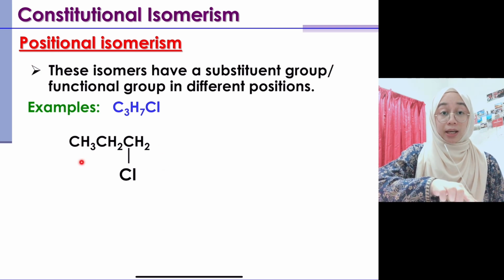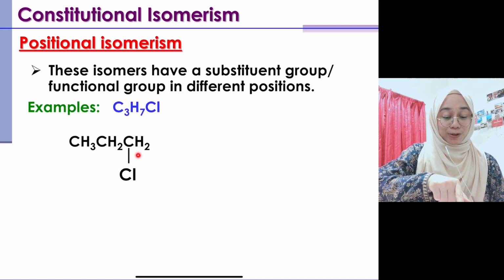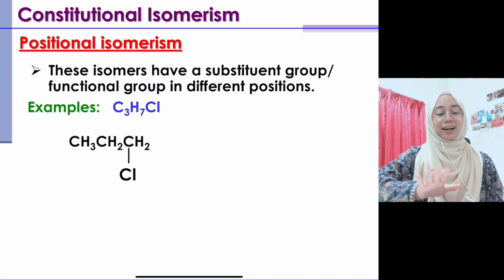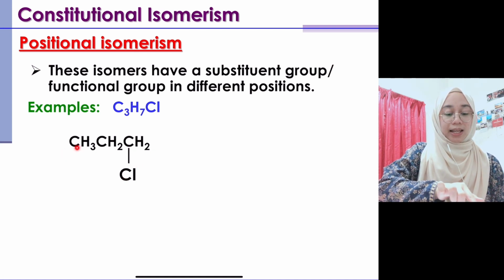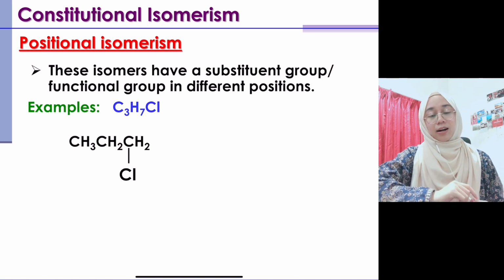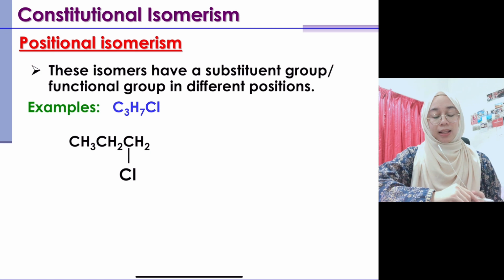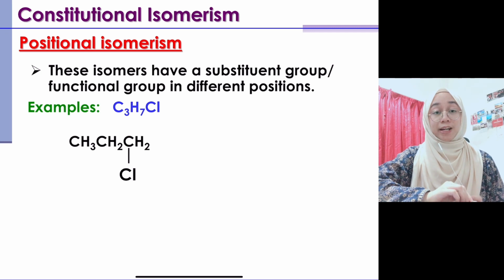Dua benda tu sama ke? Tak ada beza. Ini hujung kanan, ini hujung kiri, tak ada beza sebenarnya. Sebab kalau kamu letak Cl kat sini, ini jadi carbon number 1. Kalau kamu letak Cl kat sini, sini jadi carbon number 1. Okay, so kita tak belajar lagi naming. Sebenarnya bila dah belajar naming nanti, kamu akan jadi lagi faham benda ni nanti. Okay, so this is one way to draw C3H7Cl.